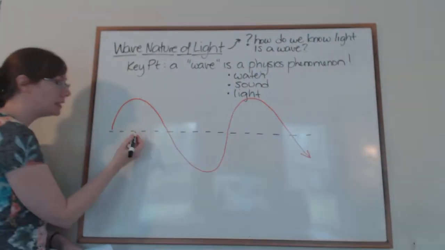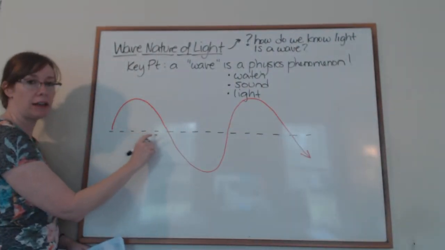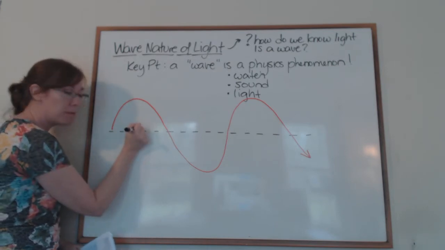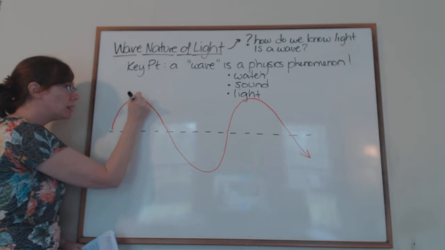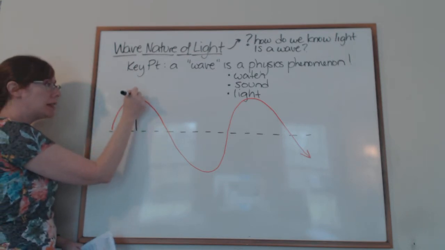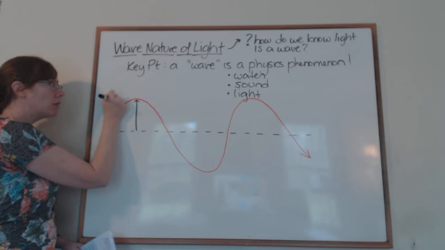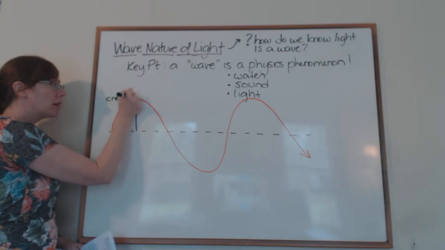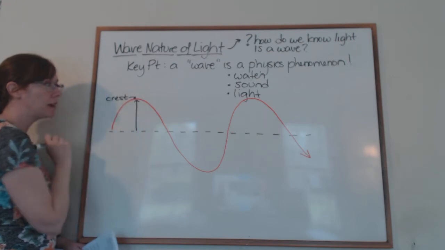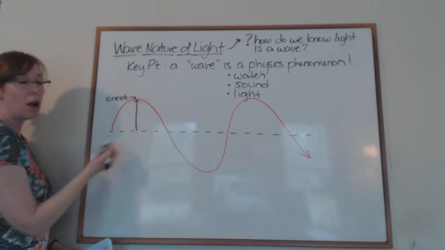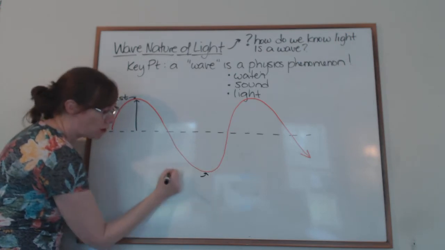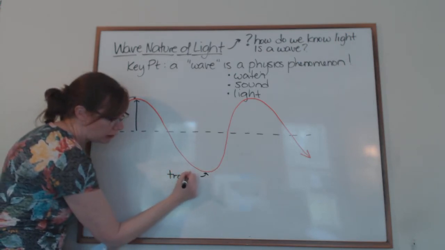Okay, so this is an imaginary line here. It's just the midline to the wave. The distance from the midline to the top of the wave. By the way, actually, let's label this. The top of the wave is called the crest. That is the top of the wave right there, the crest. And let's just go ahead and label this. The bottom of a wave is called the trough.